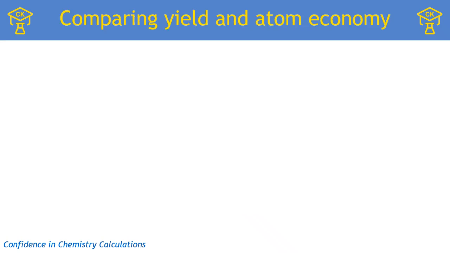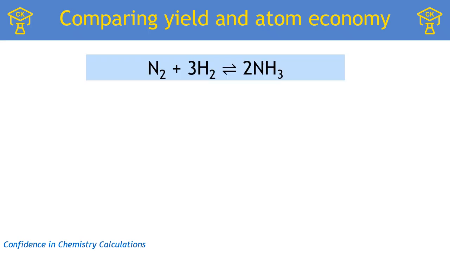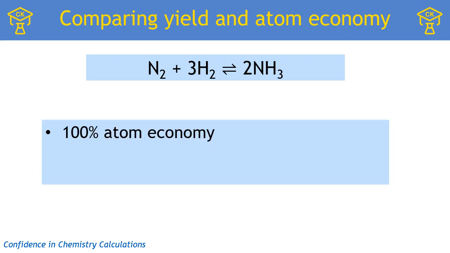But of course, atom economy isn't the only consideration to take into account. If we went back to our ammonia example, then it's 100% atom economy, which is great, but it has a really low yield because it's a reversible reaction, and it's very difficult to get conditions that get the yield much higher than about 15%.